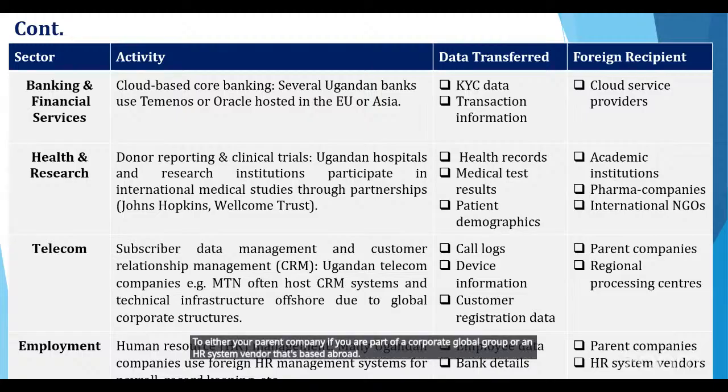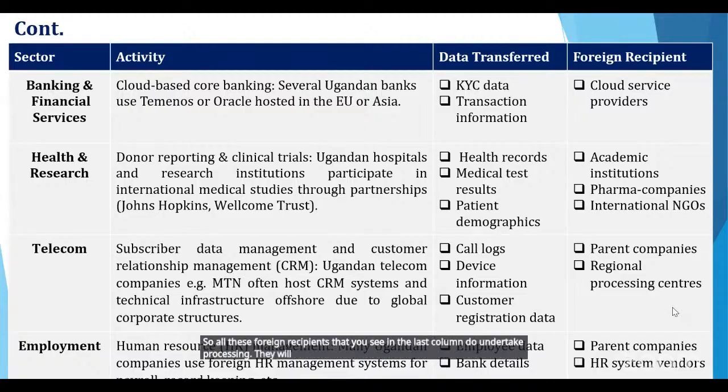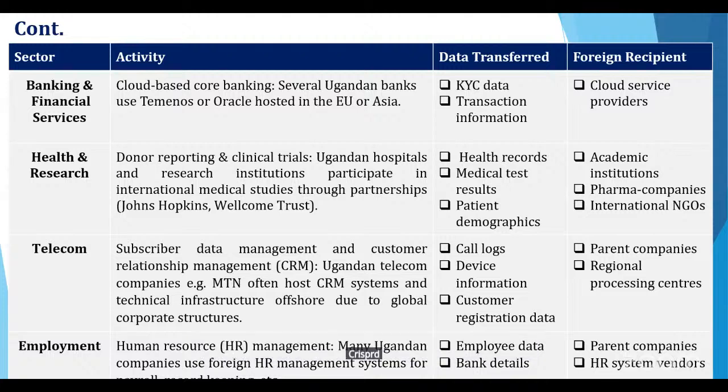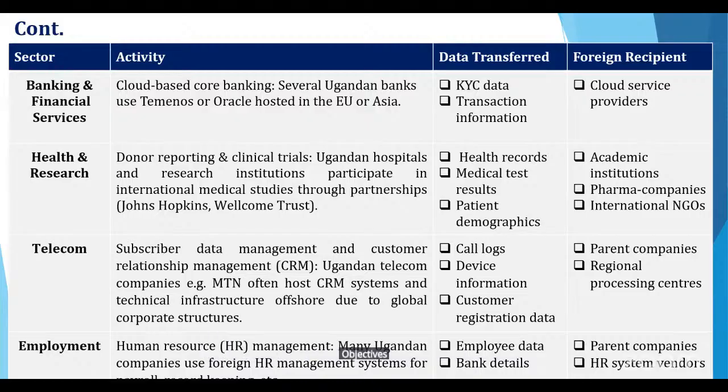All these foreign recipients that you see in the last column do undertake processing. They will do some activity on the information that you send, so you have to be aware of that. Going back to what we said, cross-border data transfer needs the processing bit to be fulfilled. So the task for all of us is to think back to the activities that we undertake in our different entities, the objectives that we have, and assess how we treat the data that we collect from Ugandans and whether we transfer it abroad.